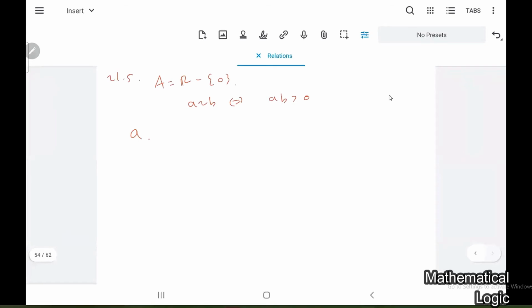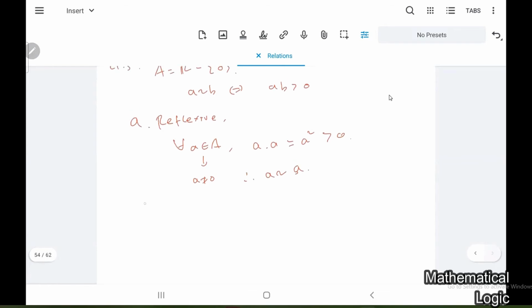First, we want to prove it is reflexive. For every a in A, we have a times a is a squared. It's clear that a is not 0, so a squared must be positive. What that means is a is related to a.